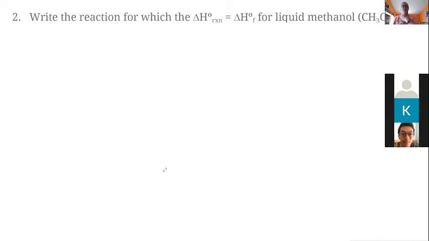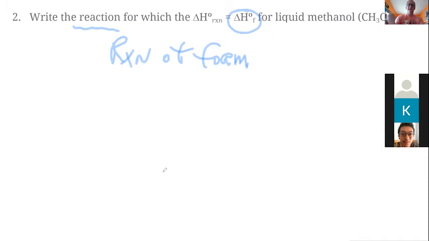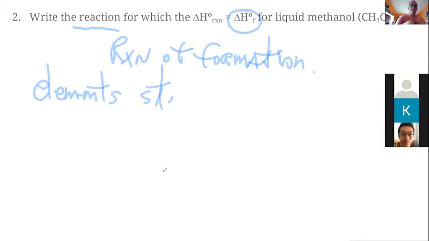What's the reaction of formation? Because basically what we're looking at is what does it mean, reaction of formation? There's a very distinct meaning. Anyone tell me what that means? Is it for elements in their most stable form? Right. Yes. That is a big part of it. It is elements in their most stable form. So stable elements making a compound.